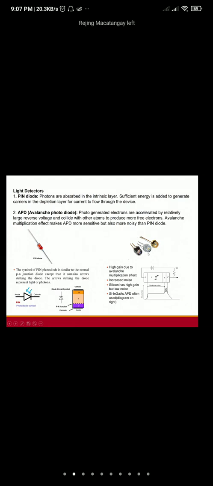So characteristic niya, ito yung itsura ni avalanche photodiode. High gain due to avalanche multiplication effect, increased noise. Silicon has high gain but low noise. And what is this? Silicon, what is IN class? What is IN material? Is it indium, gallium, arsenide, APD? Okay, so ito yung ginagamit niya na diagram, okay, para dito sa ating avalanche photodiode.